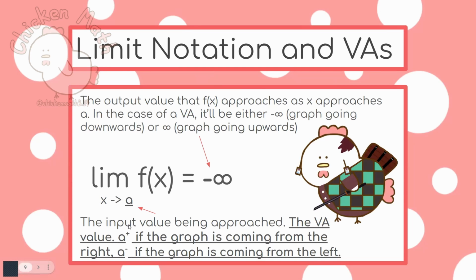So in this case, if we're talking about a vertical asymptote, a is going to be the value of a vertical asymptote. So if your vertical asymptote, for example, is at x equals 5, your a is going to be 5. And if you have a plus at the top right corner, that means you're approaching that vertical asymptote from the right. And then if you have a minus, you're approaching that vertical asymptote from the left. And I'm going to have a picture on the next slide so you can see what I mean by that. And then this part is either going to be a negative infinity or a positive infinity. So negative infinity means that the graph is going downwards as you're going towards that vertical asymptote. And then positive infinity is the graph is going upwards as you're going towards the vertical asymptote.